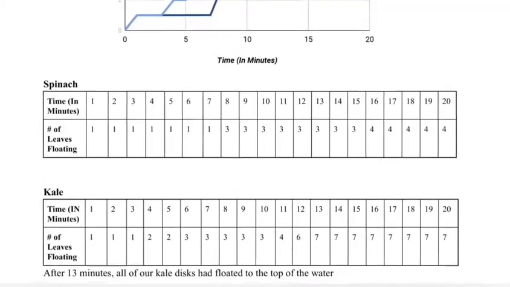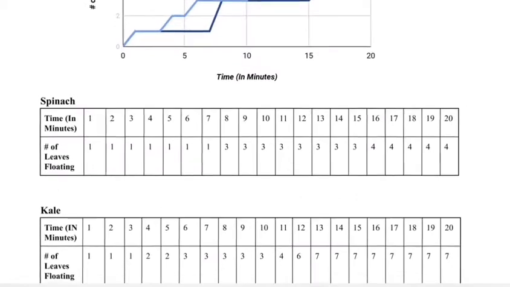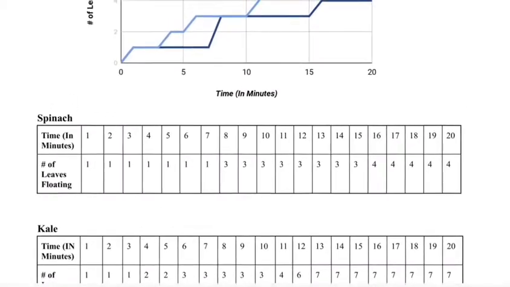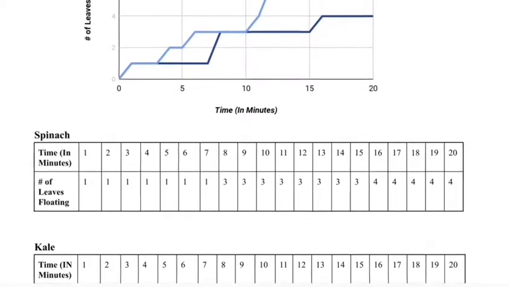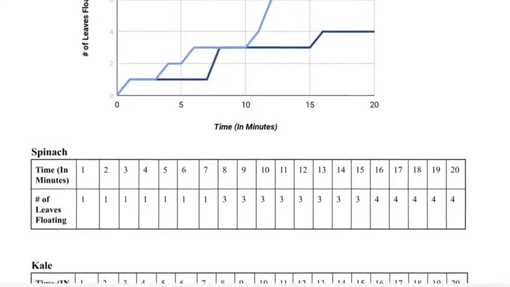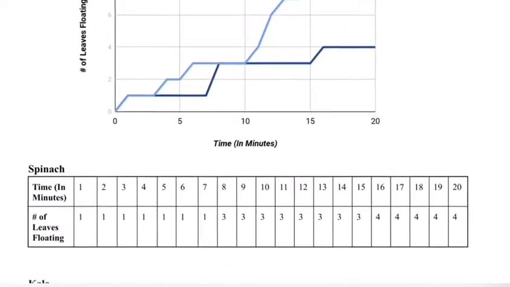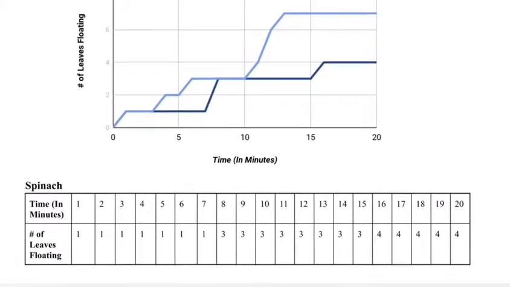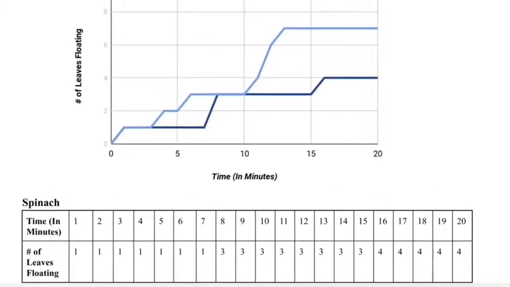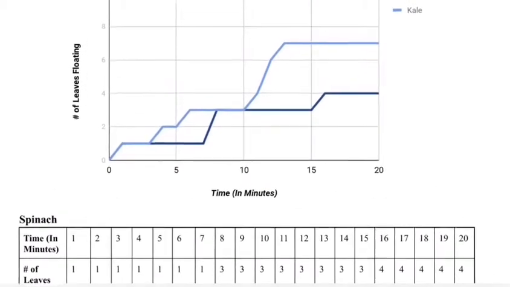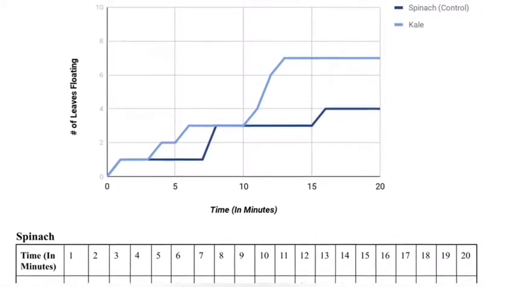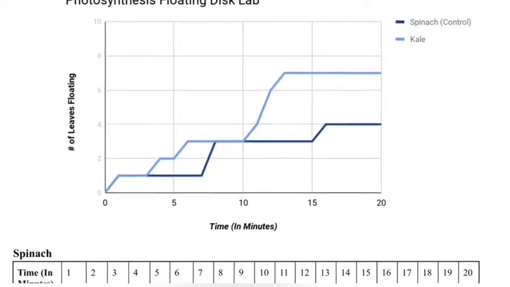This is our data, and I have it in a chart, and I also have it graphed. We found that the rate of the reaction with the kale was a little bit quicker. They both started off at about the same rate, but then the spinach leaves stopped having discs floating to the top, while the kale continued to have all of the discs float to the top.